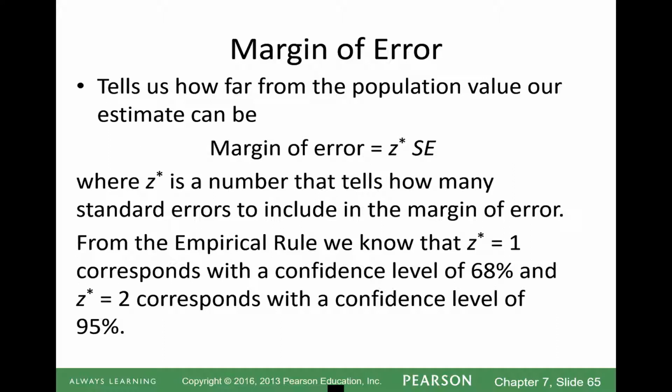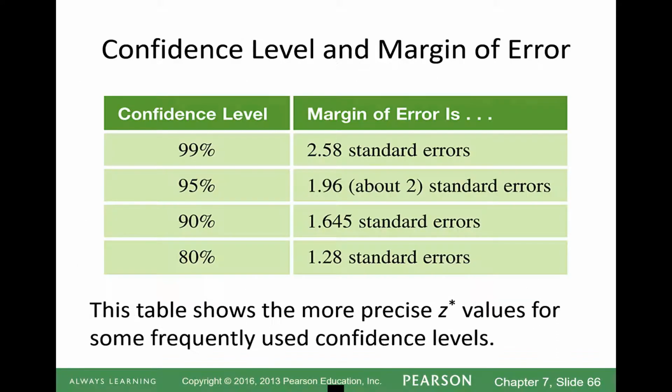In this case, the margin of error is equal to z star times the standard error, where z star is a number that tells us how many standard errors to include in the margin of error. From the empirical rule, we know that a z star of 1 corresponds to a confidence level of 68%, and a z star of 2 corresponds to a confidence level of 95%. And these are some others here. For 80%, it's 1.28 standard errors. For 90%, it's 1.645 standard errors.